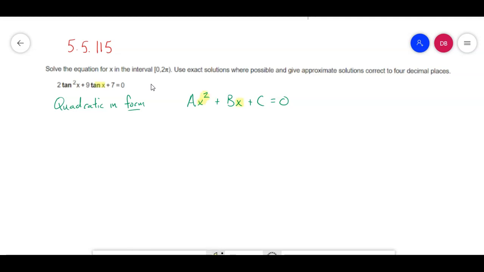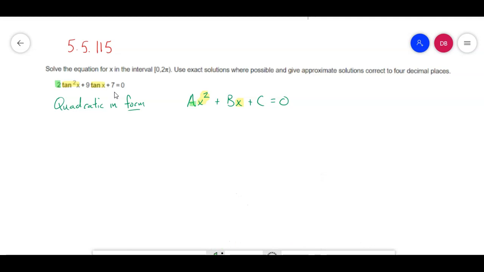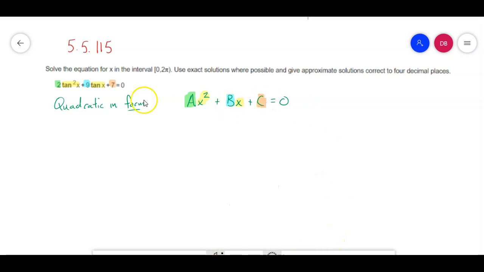And what we're saying is there is something in this equation that's being squared in one term, and it's being just multiplied by a number and added to that squared term in another term. And then there's constants. So this is like A, this is like B, and this is like C, and then the tangent is like the X.